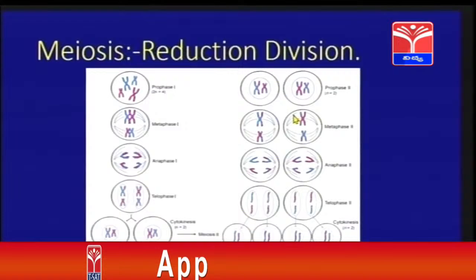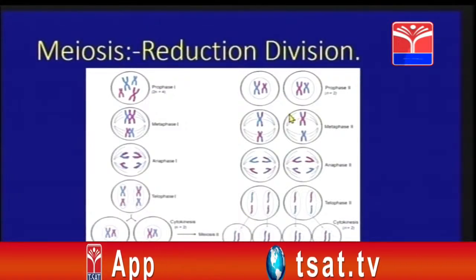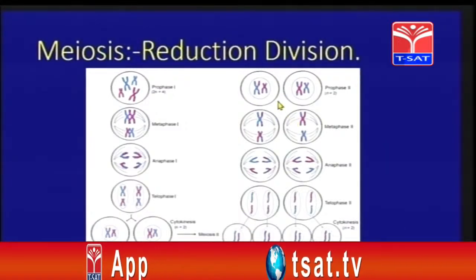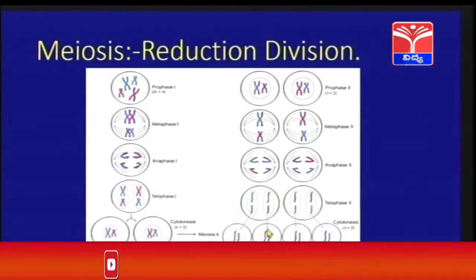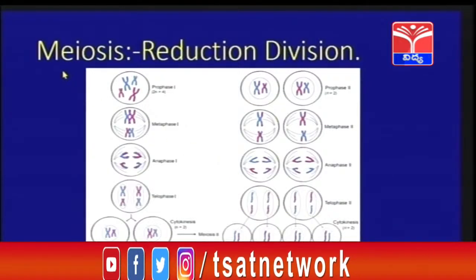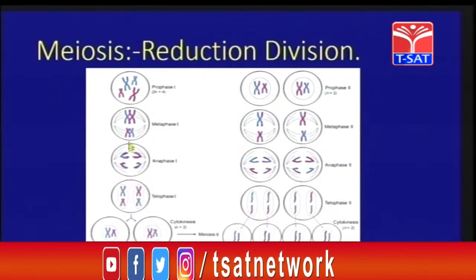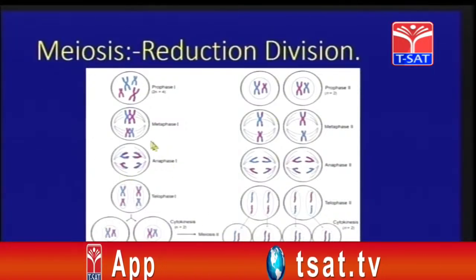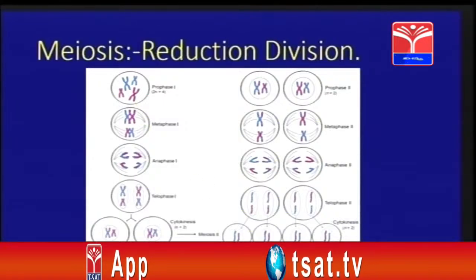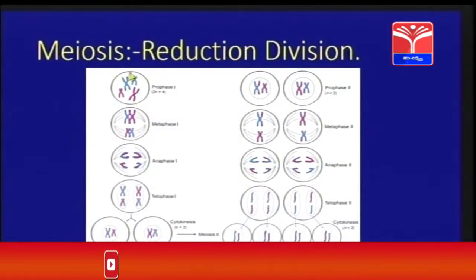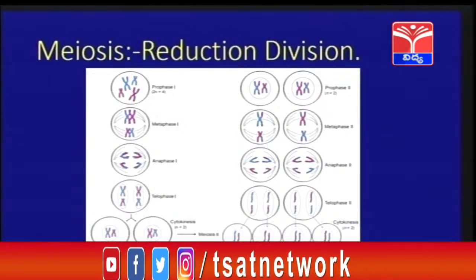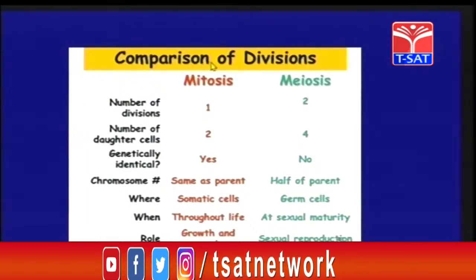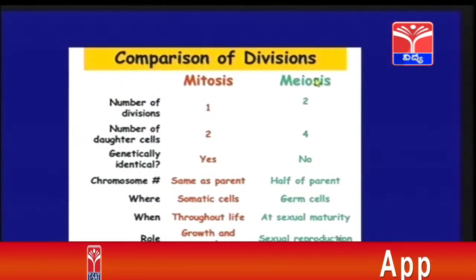This meiosis 2 is very much similar to the mitosis process, nothing but each cell dividing into 2 cells. The major point to be noted over here is the chromosome number is divided into half, and each daughter cell receives half the number of chromosomes as that of the parent. That means the parent cell is diploid in nature, whereas the daughter cells are haploid in nature. Let us study the comparison of mitosis and meiosis.